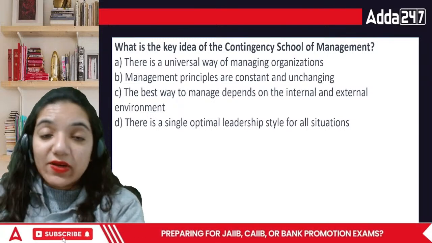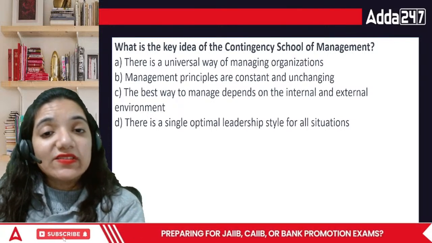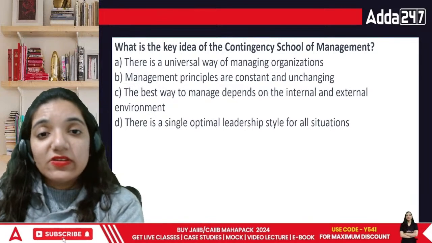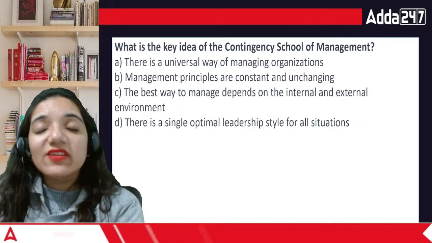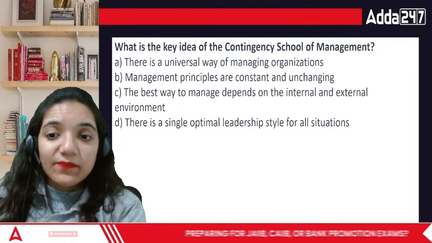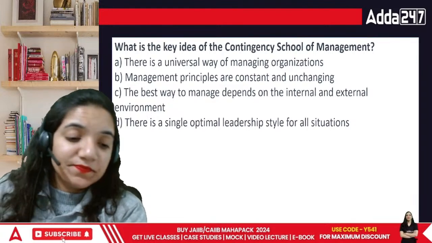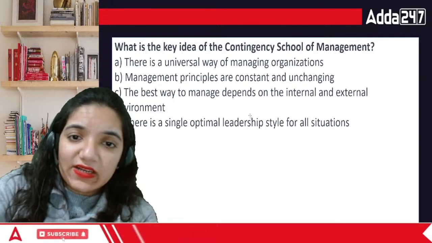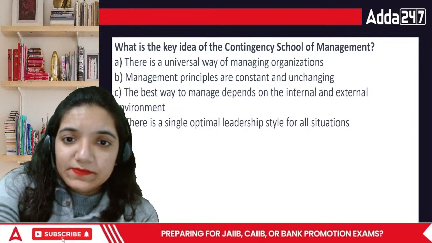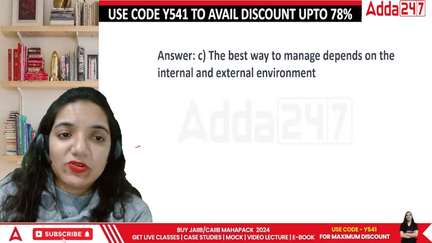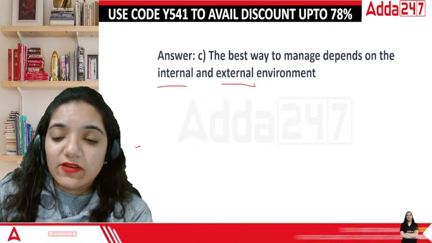So in this case, one particular thing that you will always find is there is no single optimal leadership style, right? The best way to manage is you understand what is happening inside and what is happening outside, and on that basis, you anticipate the future. So in this case, the correct answer is the best way to manage depends upon the internal and external environment.